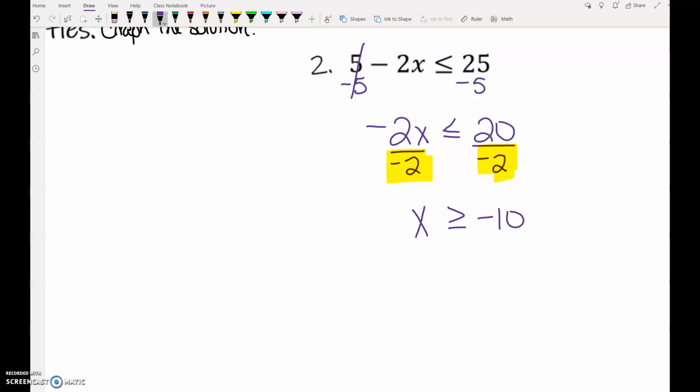Okay. This one, there's negative 10, there's 0. What type of circle would I use at negative 10? Closed circle. And again, that symbol helps us to see which direction we need to shade. You can make that symbol with your right hand, so you shade to the right. Everything larger than negative 10.